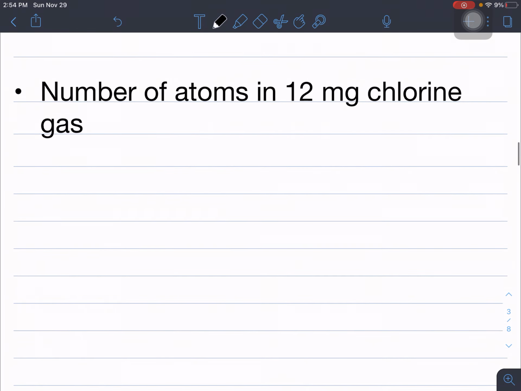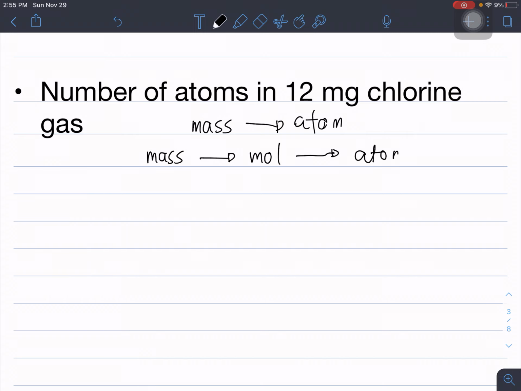Okay, so we have 12 milligrams of chlorine gas. From the mass, we would like to find the number of atoms. Atoms is also a formula unit. So from mass, we should convert it to moles, and from moles, we could convert it to atoms. Mass to moles, you will be needing the molar mass. From moles to atoms, you will be needing the Avogadro's number.